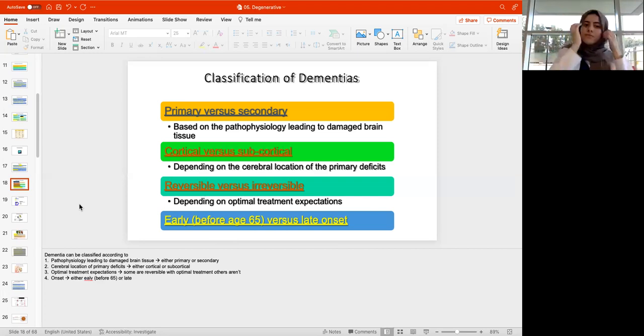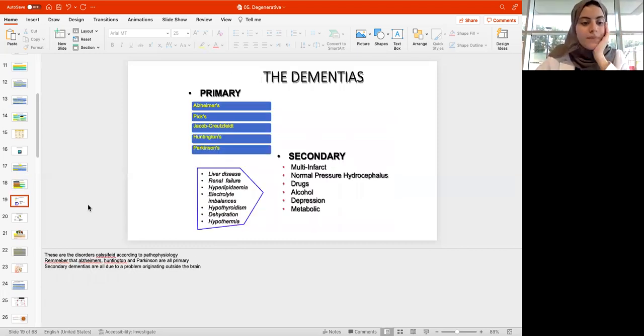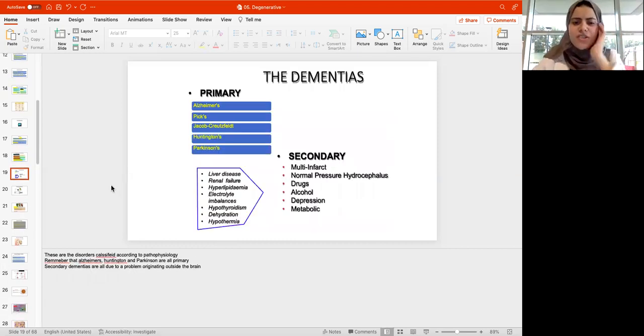Yeah, Down syndrome. Good. That's definitely, I'm pretty sure they would ask about that, because it's high yield and they like asking about it. Okay, so now he just listed the diseases under each category, the primary ones and the secondary ones. As I mentioned, you can notice that all the secondary ones are due to a problem outside the brain. The primary ones, Alzheimer's, Pick's, Creutzfeldt-Jakob, all of them are due to problems in the brain, okay?